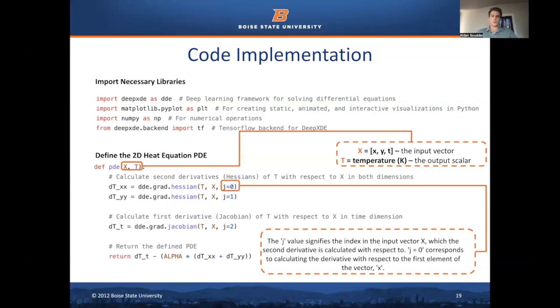Now we can go into the code implementation. First, we'll import our necessary libraries. The next thing we'll do is define the 2D heat equation PDE so that DeepXDE knows what the network should be working towards as the correct solution. You can see that the inputs to this function are x and t. x is an input vector with the spatiotemporal variables x, y, and time, and the output scalar is t. This function returns what the correct solution of the PDE is, and that's how the network can compute what the PDE residual is.